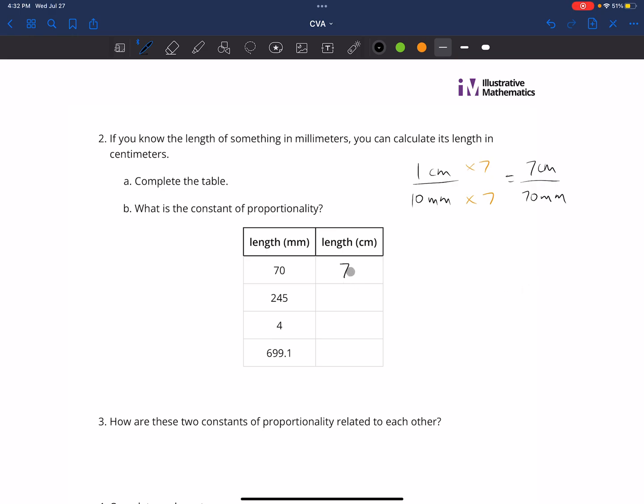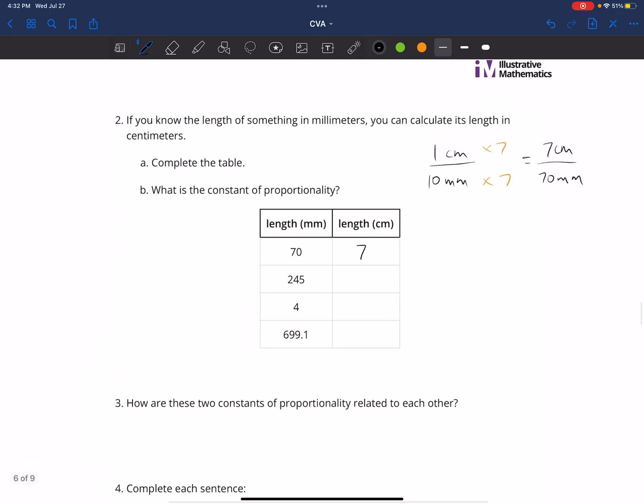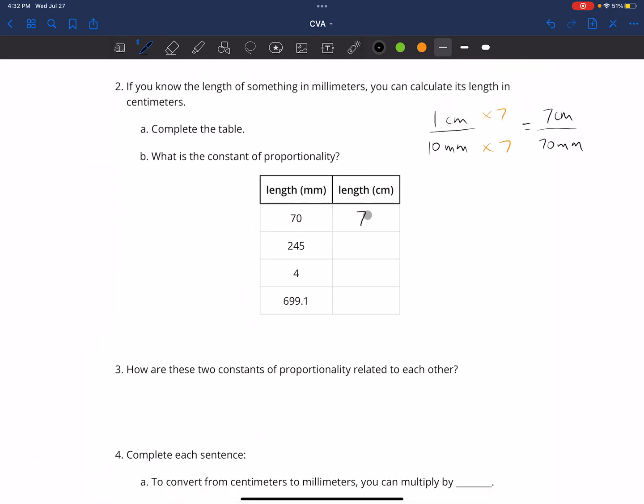Before, we multiplied by 10, but this time we're doing something different. The number is actually getting smaller, even though the length is still the same. So we have 1 centimeter and 10 millimeters.